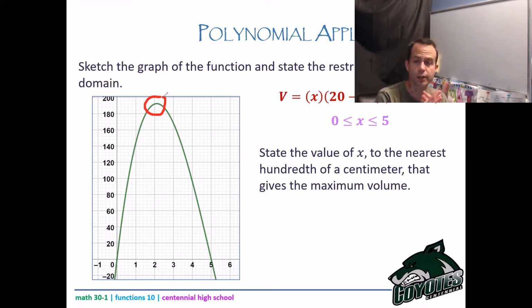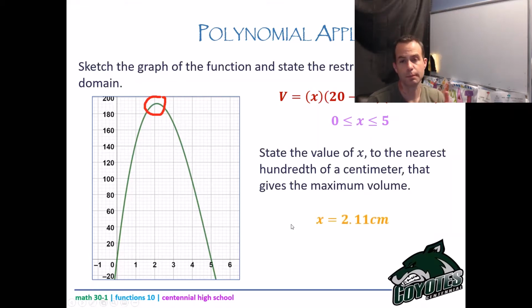So you can calculate a max. Okay, on a Casio, you go G sub max. On a TI, you would go second trace maximum, and then you have to go left bound, just left of that hump, and then right bound, right of that hump to get it. Okay, you will get the point. The x value at that point will be 2.11.